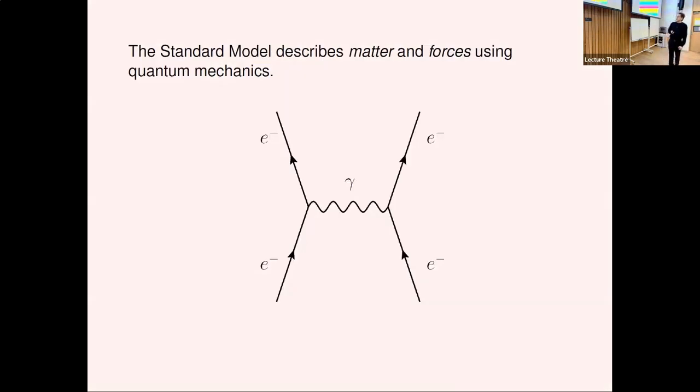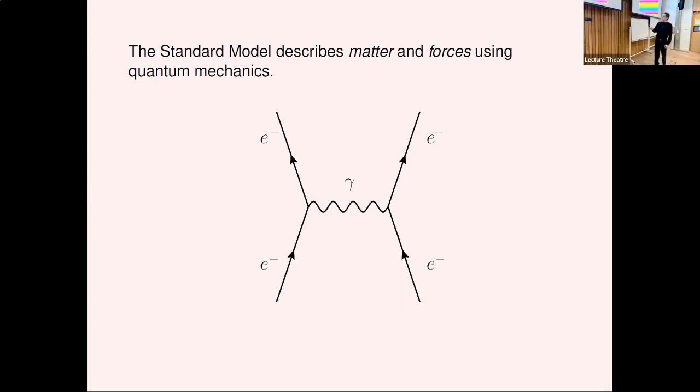Now the Standard Model describes both matter and forces using quantum mechanics. So there are particles that constitute matter, like electrons, which are these little guys labeled E minus because it's negatively charged. And there are particles that describe forces, like the electromagnetic force. The electromagnetic force is carried by particles called photons, which are drawn in this cute wiggly way here. Gamma is a name for a photon. And what the Standard Model gives you is a bunch of formulas for calculating the probabilities that various events will occur when you smack particles into each other.